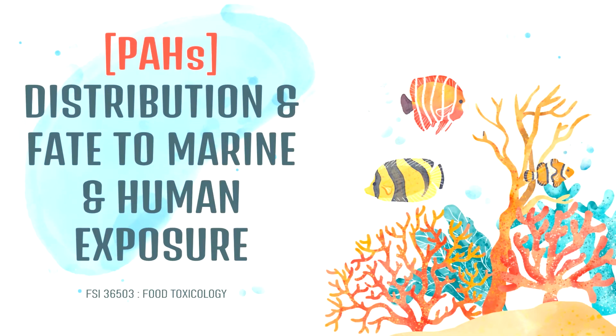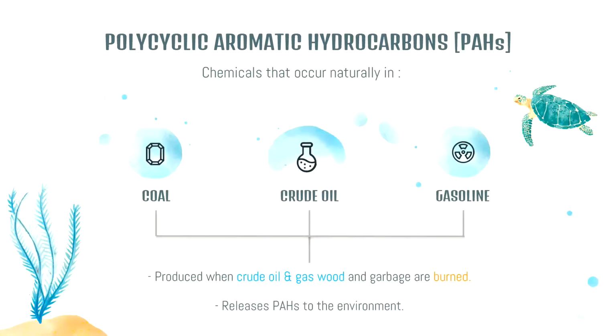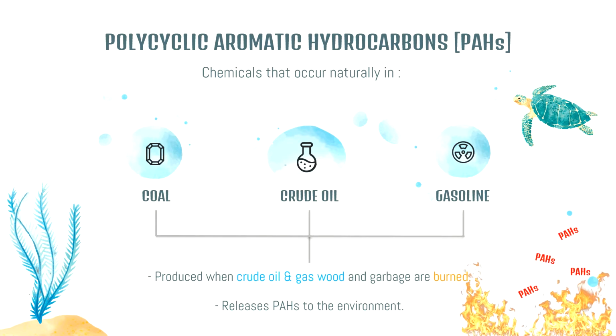Hello, today we are going to learn about the distribution and fate of PAH in the marine environment and human exposure. One type of chemical that affects our waterways is polycyclic aromatic hydrocarbons. It's a big word to say, but these are chemicals that occur naturally in coal, crude oil, and gasoline. And they are also produced when crude oil, gas, food, and garbage are burned together.